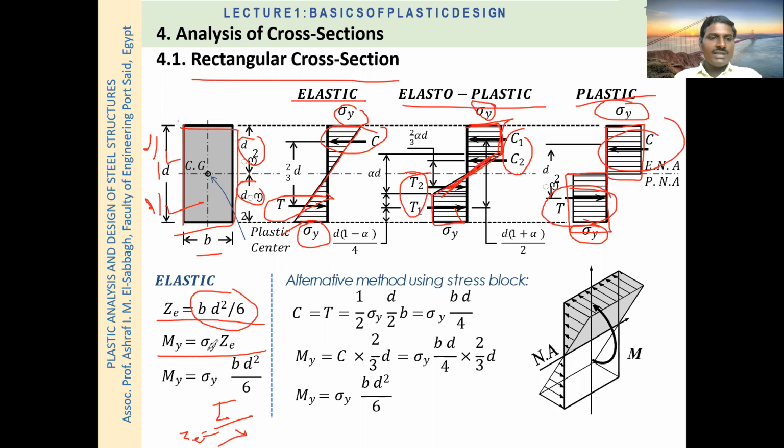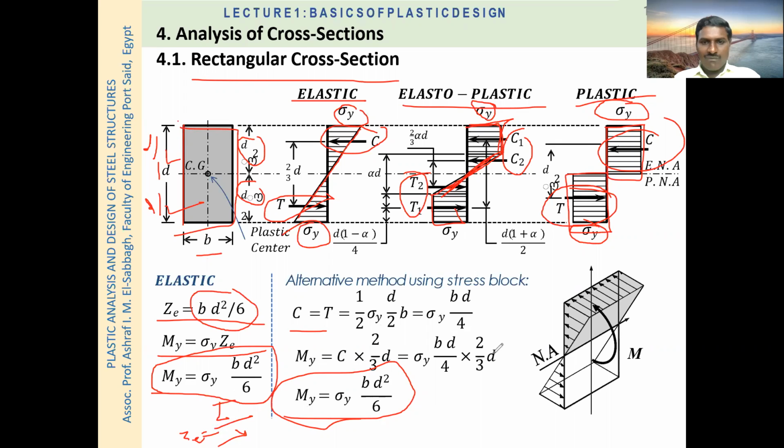So we got Ze, and stress is again P by A. By using this formula we can calculate the yield moment, that is My, in the elastic behavior. By considering the elastic behavior, we can calculate this My, the moment at yield. Again C is equal to T, compressive force is equal to tensile force, and by using this formula, this is our final calculation.